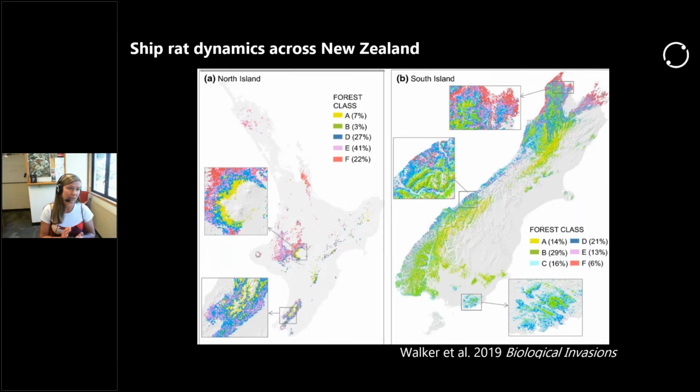And on a national scale, this is shown really beautifully by this figure from Susan and co-authors' 2019 paper. In this figure, you can see the pink and the red colours represent consistently ratty forests, and the green and the yellow represent these more eruptive rat forests that don't record rats very often, but when they do, they're quite abundant.